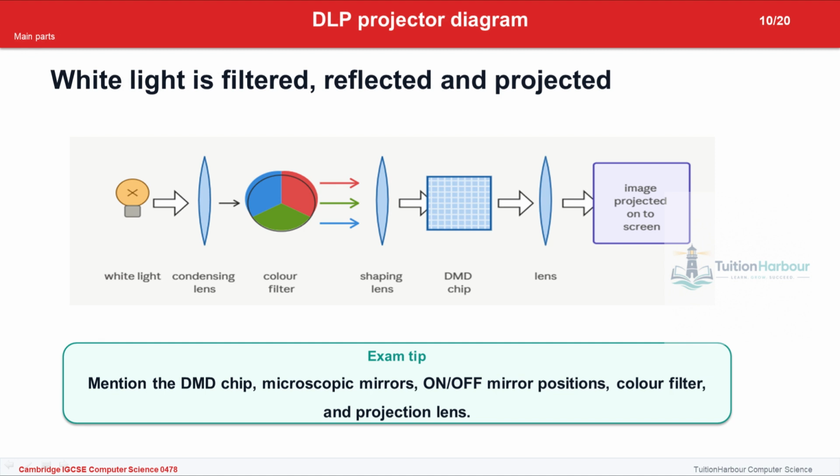DLP projector diagram. White light first passes through a condensing lens. A color filter separates the light into red, green, and blue. A shaping lens directs the light towards the DMD chip. The mirrors reflect the light through a lens and onto the screen.